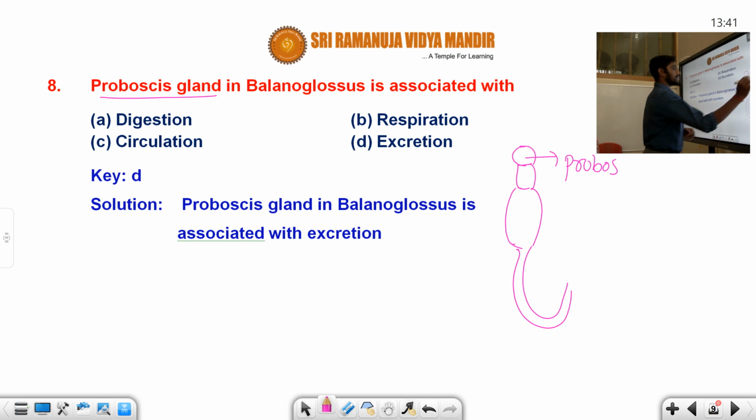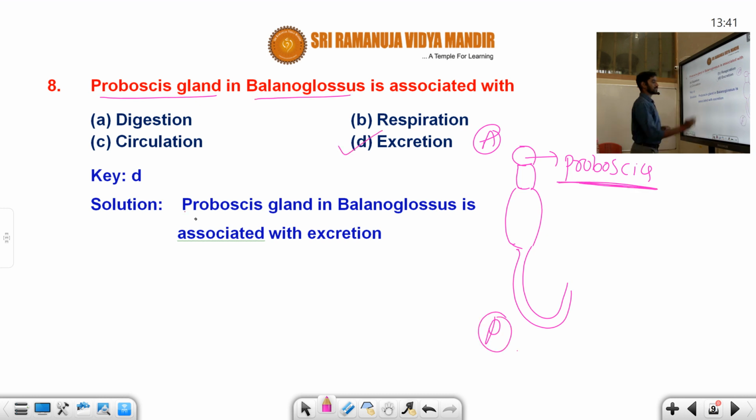What is the function of this proboscis? This is the anterior part and this represents the posterior part. So this proboscis role in Balanoglossus: Balanoglossus is relevant to the phylum Hemichordata. Here it is responsible for excretion. So the proboscis gland in Balanoglossus is associated with excretion.